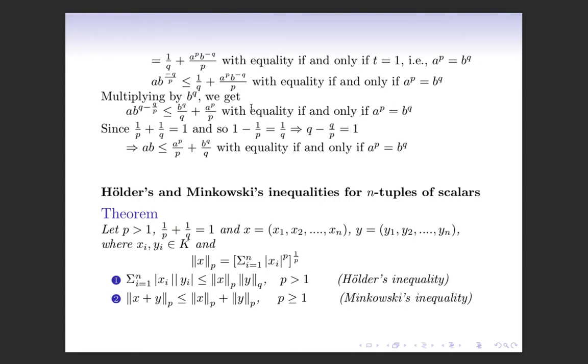Now we want to find q minus q by p. And since here 1 by p plus 1 by q is equal to 1, we have 1 minus 1 by p is equal to 1 by q, and this implies, multiplying by q, we get q minus q by p is equal to 1. So here we have a into b is less than or equal to a to the power p divided by p plus b to the power q divided by q, with equality holding if and only if a to the power p is equal to b to the power q.